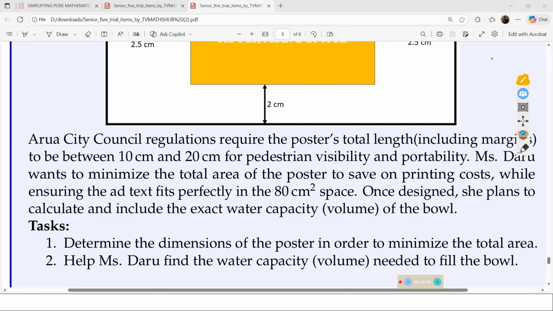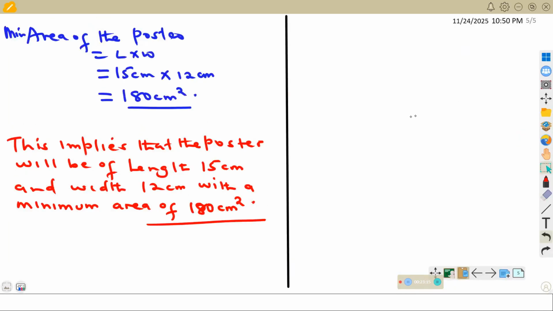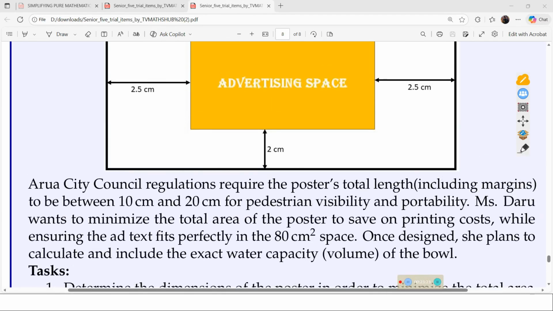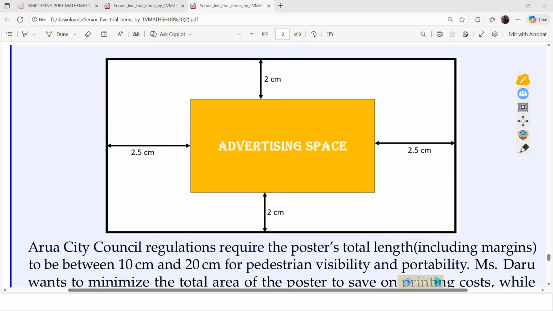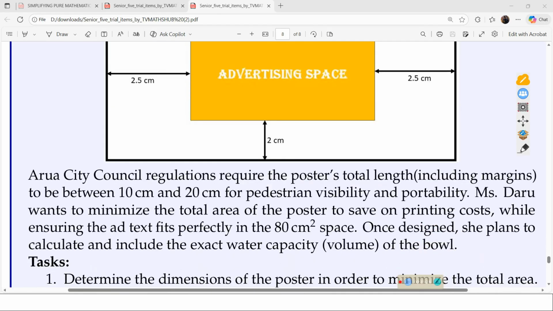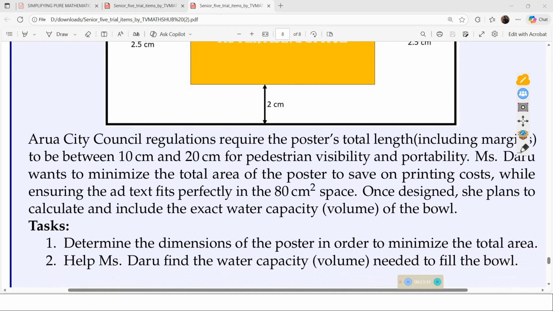So we have got the dimensions of the poster, which will minimize the total area while maintaining the area of the advertising space as 80 centimeters squared. So that is basically what was required, and we can now look at part 2, where we need to find the water capacity or the volume needed to fill the bowl.